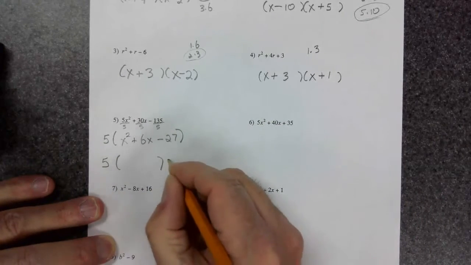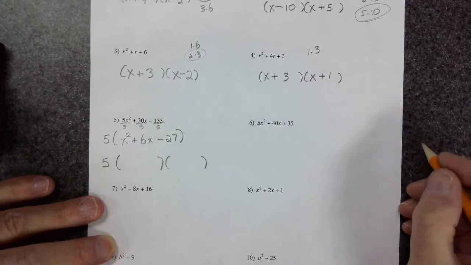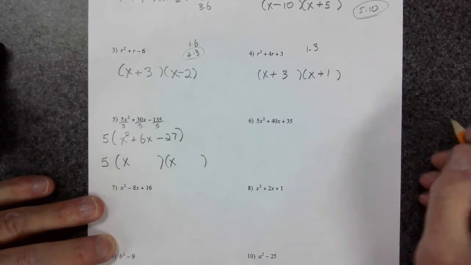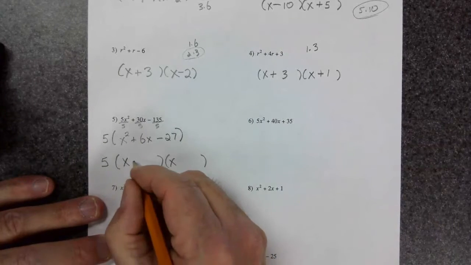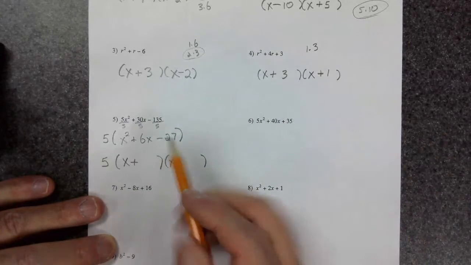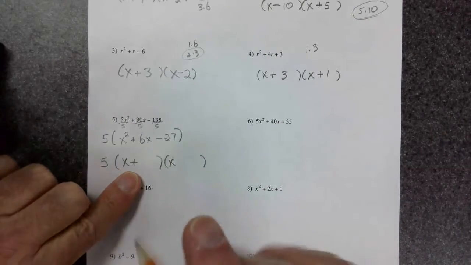So when you go straight for the answer, I make my parentheses. I put my x in there. The plus in front of the 6 goes right here. And the negative in front of the 27 tells me these signs are different. So this one must be negative.